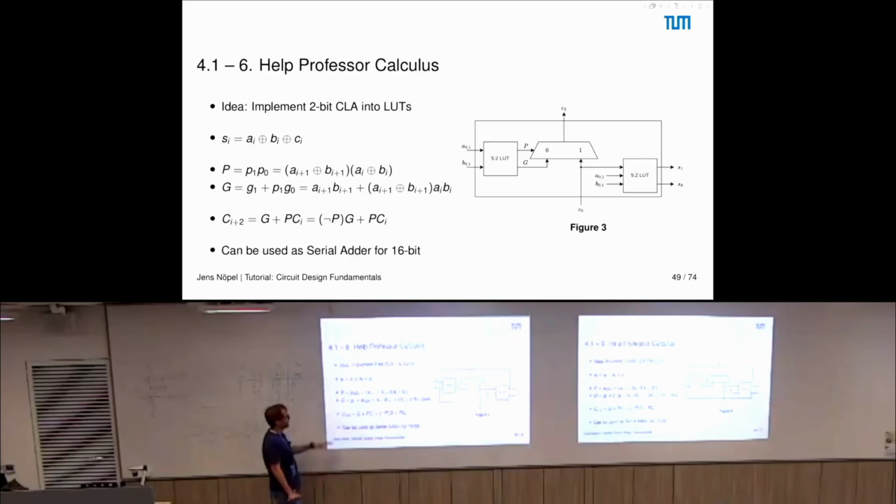And this is now our trick. As I said before, we can use P as a select signal for a mux, selecting between G and the carry. And this gives us the carry out. And now the question is, how do we come to the solution, to the bits that represent the addition? So exactly the same thing.